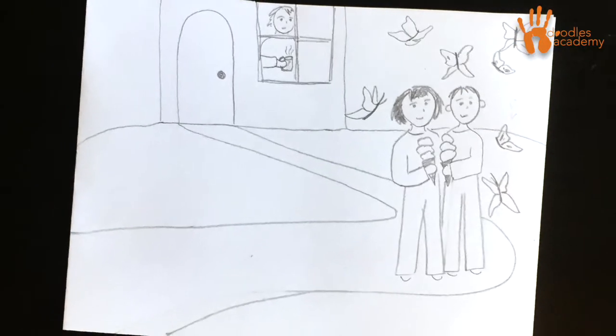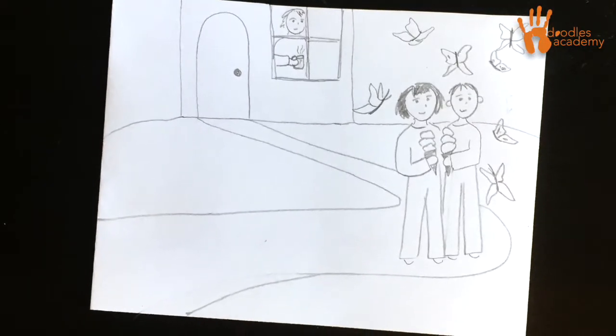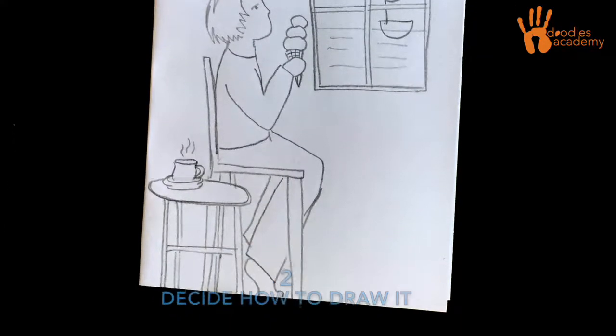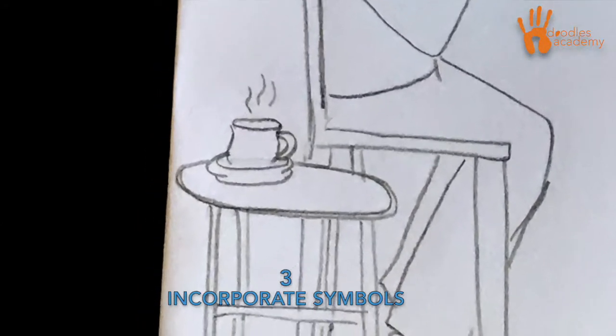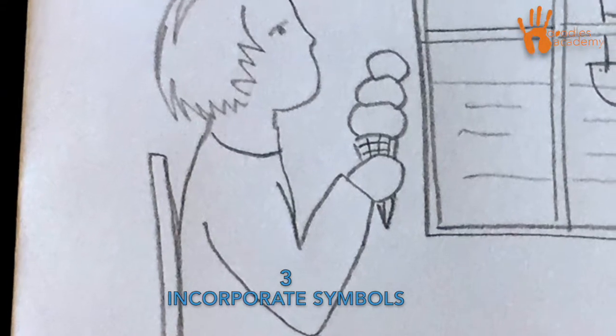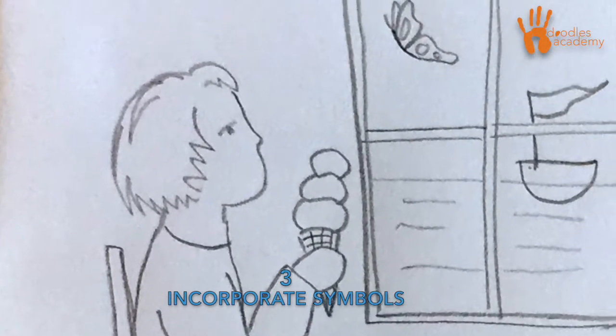There are so many different ways you can do this, but with all of them, you want to first start with your story or experience, then choose how you want to draw it, and finally, make sure to include the symbols in that drawing to help tell more about your person's story or experience.